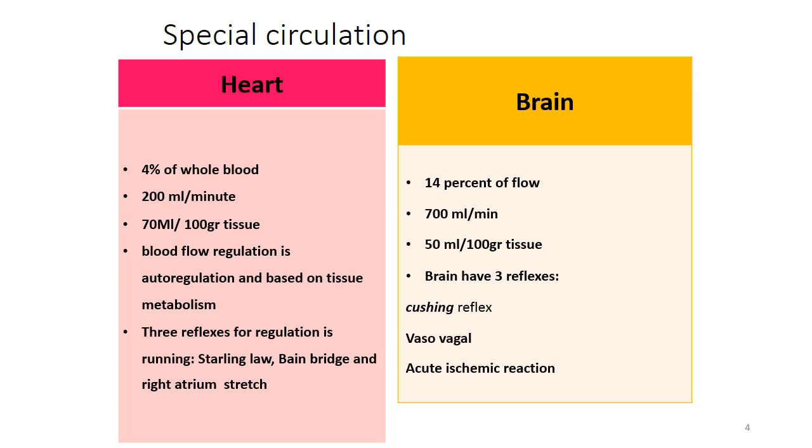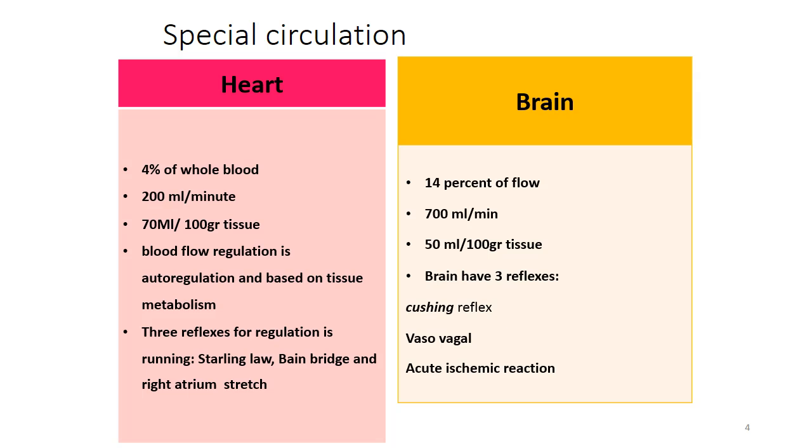In the heart circulation, about 4 percent of whole blood circulates in the heart. About 200 milliliters per minute of blood is flowing in the heart, in other words, 70 milliliters per 100 grams of heart tissue. Blood flow regulation in the heart is based on autoregulation and some reflexes named Starling law, Bainbridge, and right atrium stretch, which you learned in the heart part.